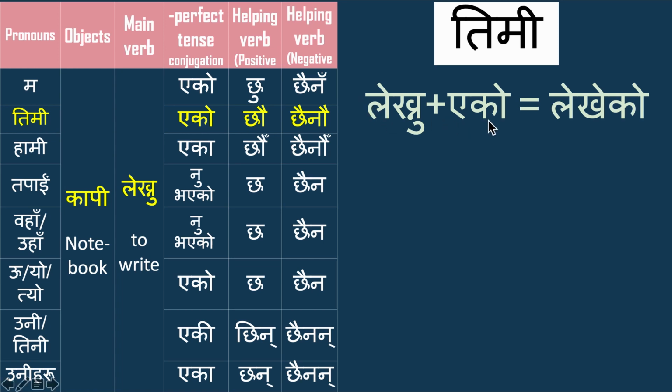Leknu plus eko. Nu is removed, half ka plus a, half ka changes to full ka and a changes to a symbolical form, which is above the ka, becomes ke and ko. Le ke ko. So here are the changes of a half letter verb, example with leknu.